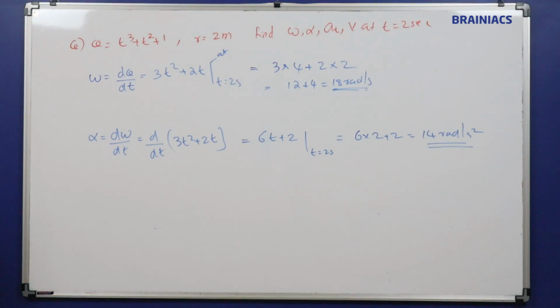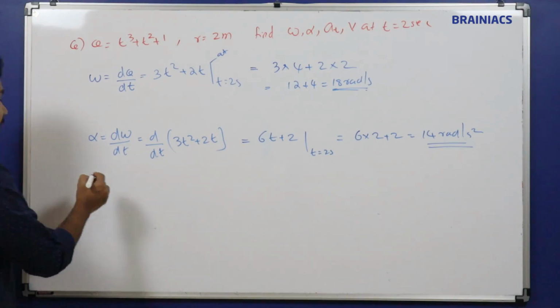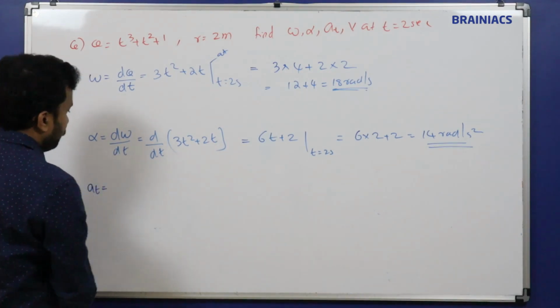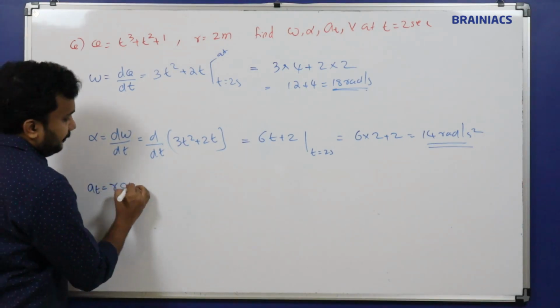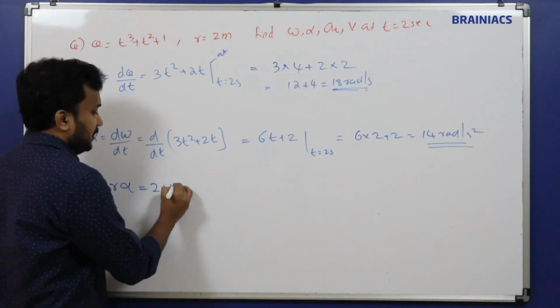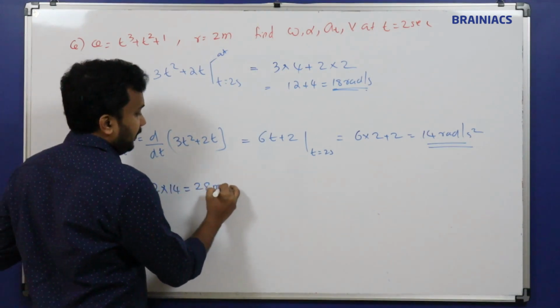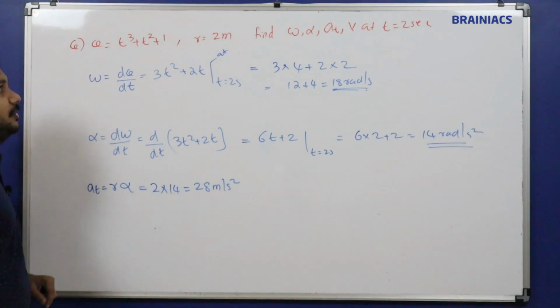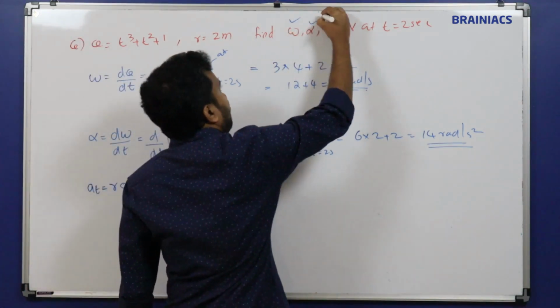Okay, so we got everything. Now we want to get a_t. a_t is equal to R alpha. R is already given, 2 meter. Alpha is 14. So it is 28 meter per second square. So we got omega, we got alpha, we got a_t.